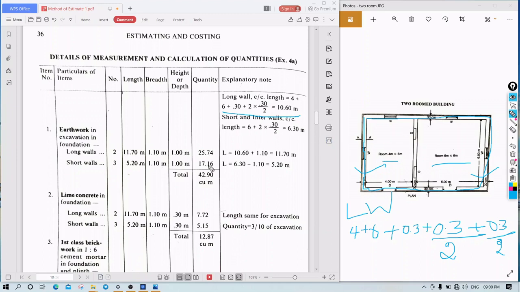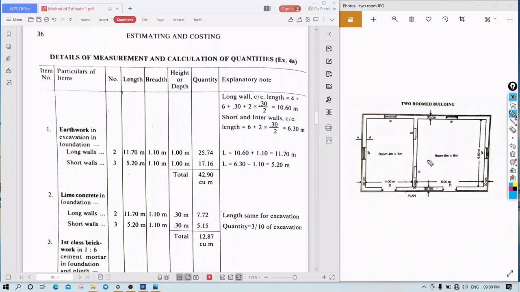Don't see the answers, concentrate on the drawing. Now for the short wall. The long wall is done. For the short wall, that is 6 plus, see the wall here 30 centimeter, here also 30 centimeter. So 0.3 by 2, 0.3 by 2, or 6 plus 0.3, that is 6.3. So the center line length of the short wall is 6.3, and the center line length of the long wall is 10.60. This is the center to center length.